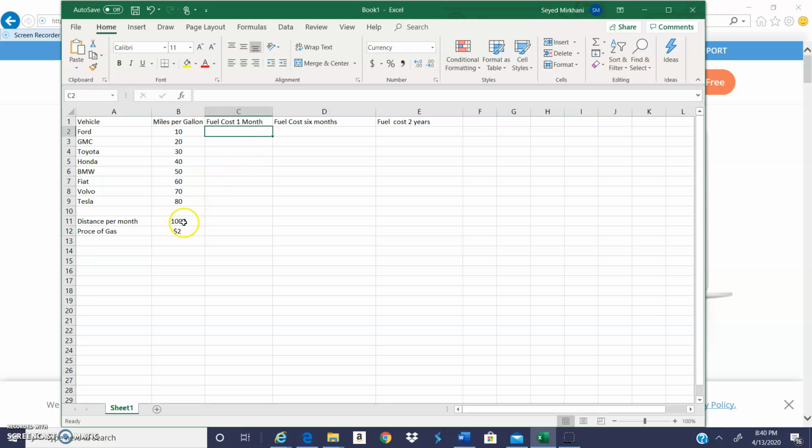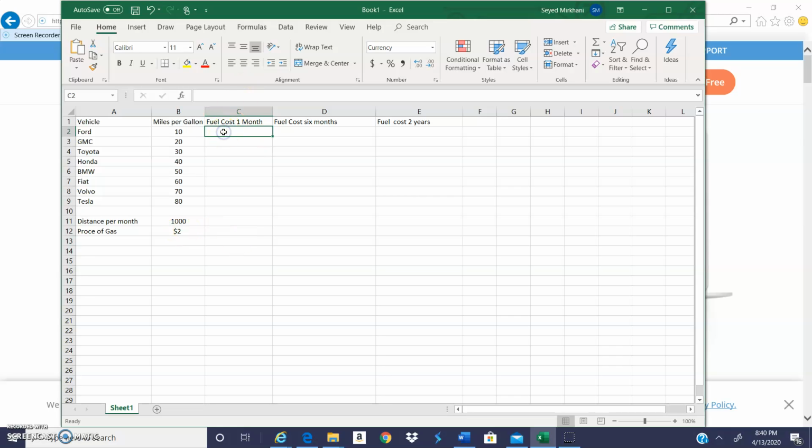If you take your Ford every month and you drive 1,000 miles, because it gives you 10 miles per gallon, that means if I divide this 1,000 by this 10, you use 100 gallons of gas to go to work every month. And because each gallon is $2, you multiply 100 by 2, and you get $200.